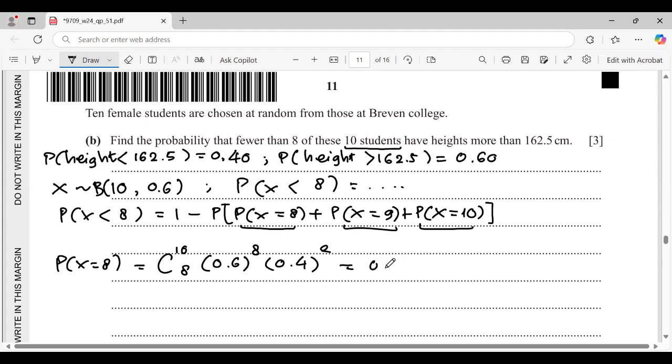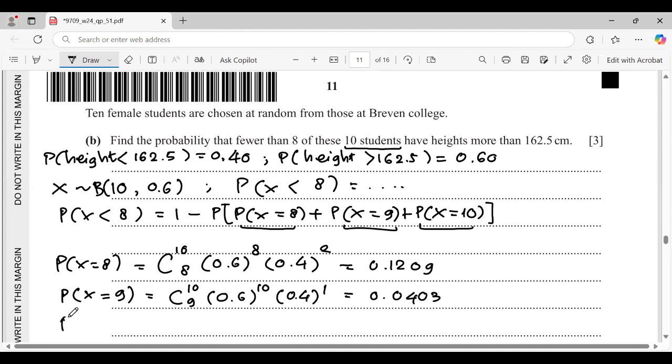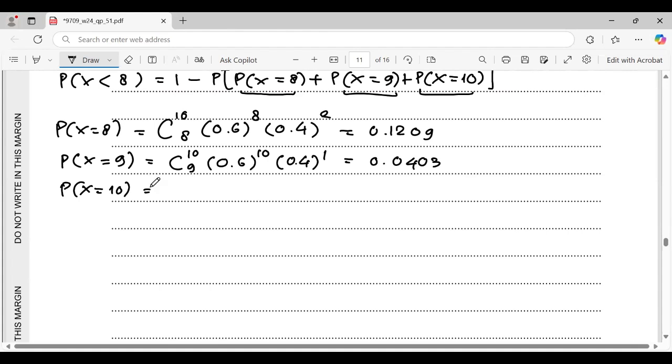If you calculate, the result is 0.1209. And then the probability X equals 9: combination 10, 9, times 0.6 to the power 9, times 0.4 to the power 1. The result is 0.0403. And then the probability X equals 10: combination 10, 10, times 0.6 to the power 10, times 0.4 to the power 0. The result is 0.0060.